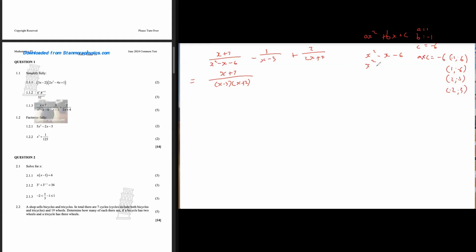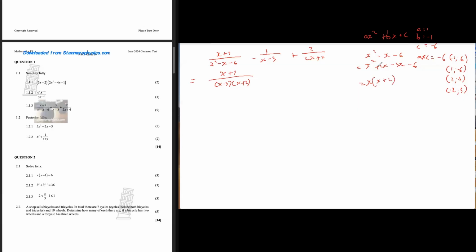So that'll be x squared plus 2x minus 3x. So basically, we're just rewriting this negative x as a positive 2x minus 3x minus 6. And then we factorize the first two. We find the common factor here, which is going to be x. And we're left with x plus 2.